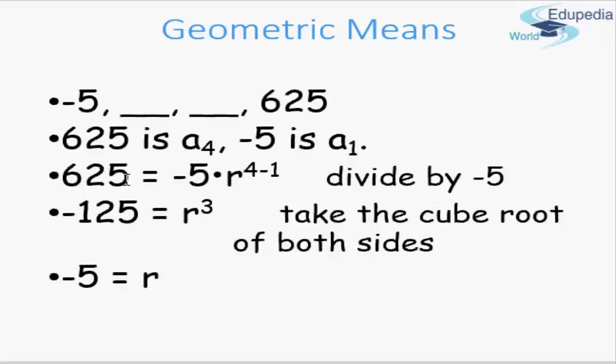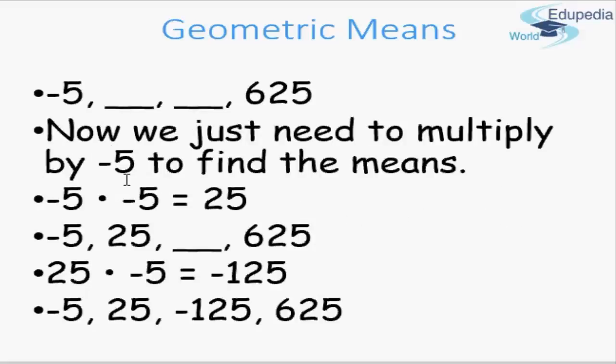Now the only way is to take the cube root of this and we get the ratio. Sorry, the ratio is going to be the cube root of -125. That is going to give us -5. So now we just need to multiply by -5 to find the means. Of course, the first thing we need to do is find the second one.